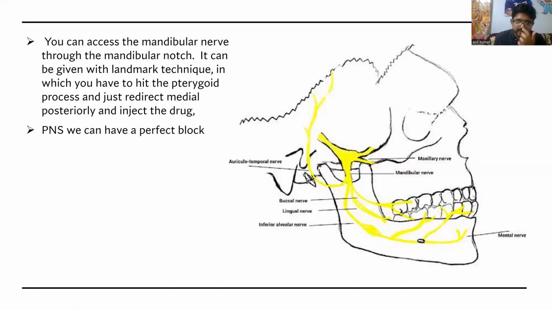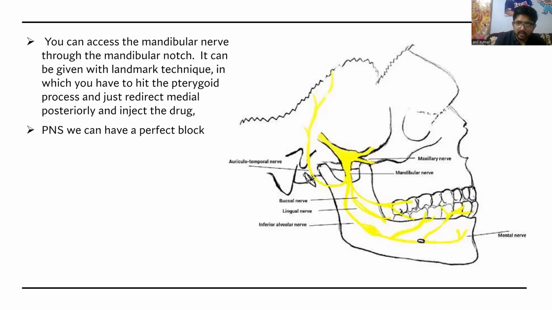It can be given with the landmark technique. You identify the coronoid notch, insert the needle perpendicularly, hit the pterygoid process, redirect medially and posteriorly, and inject the drug. But this is landmark guided, so it's not most accurate. Sometimes you will miss the nerve, or sometimes you will damage the nerve. But the PNS guided technique is very accurate, and you can get a perfect block, and a very easy block also.